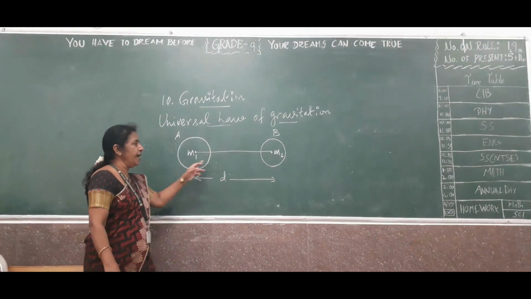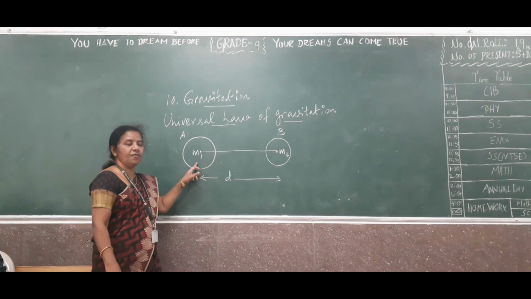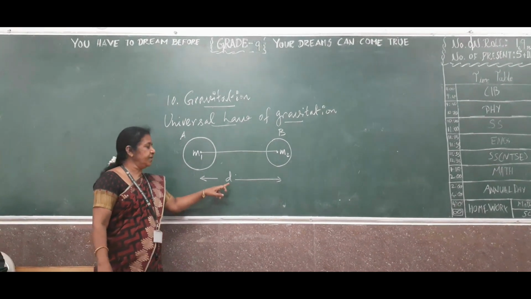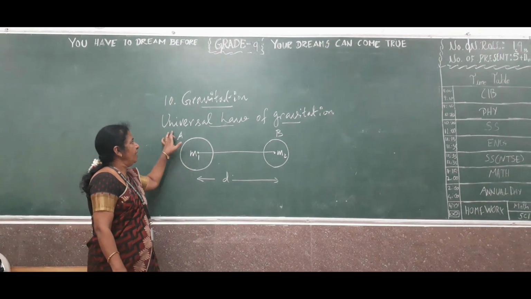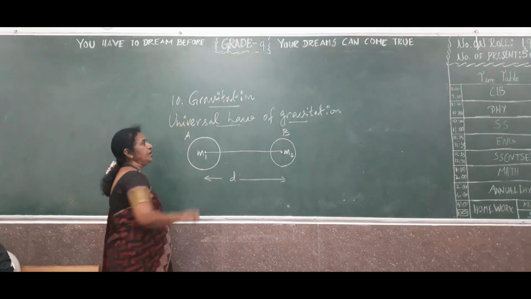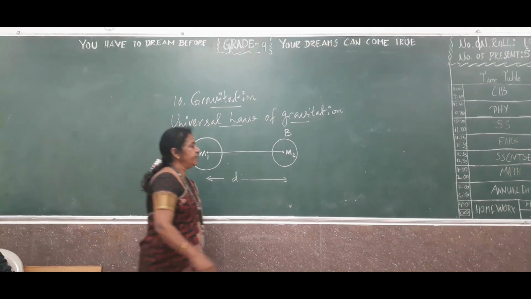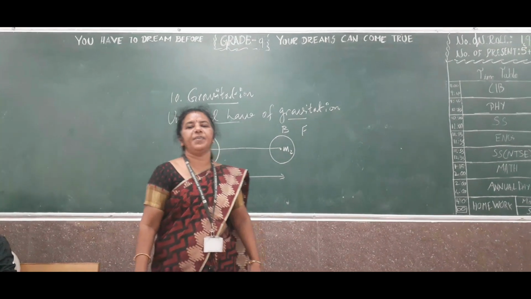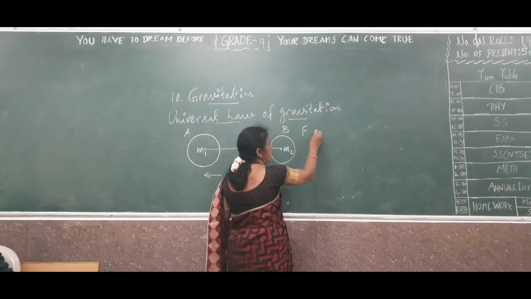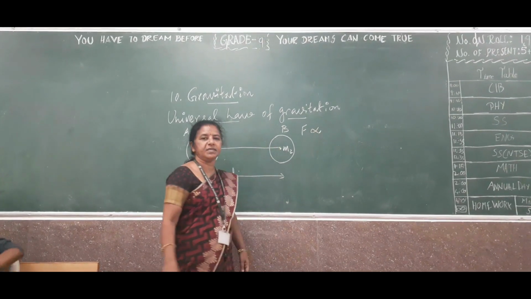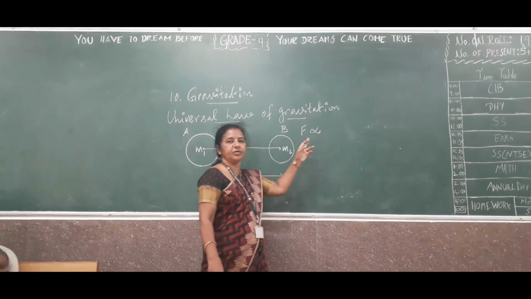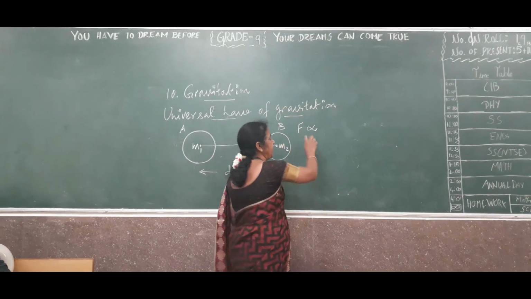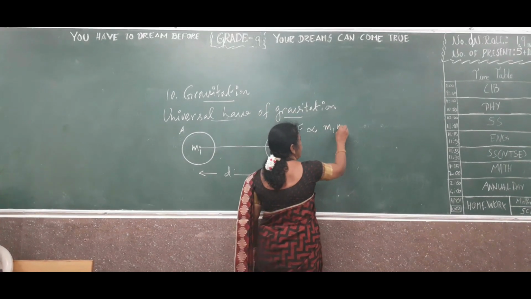Two objects A and B of different masses m1 and m2 are separated by a distance, that is small d. Now you have to derive the universal law of gravitation. The force of attraction or repulsion is directly proportional to, this is the symbol used for directly proportional to, the product of masses.